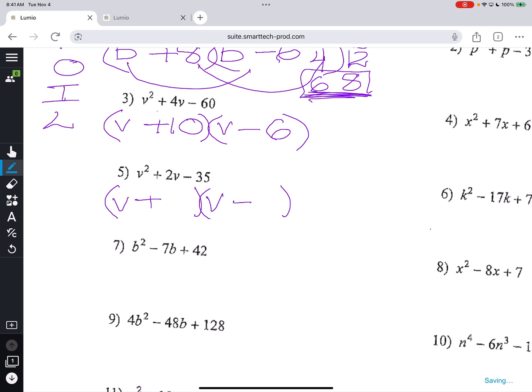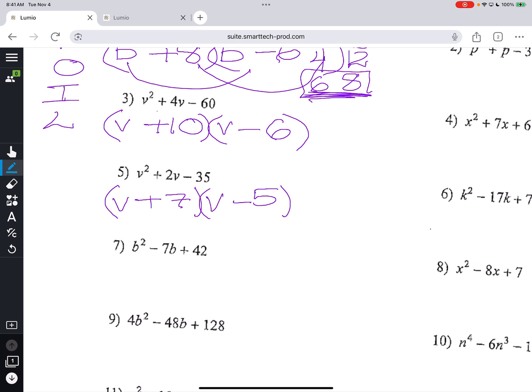So what are two factors of 35 that when you subtract you get 2? Which one's going to carry the positive? 7. Awesome. All right, number 7 is a little different. But is everybody good with what we did with number 5?